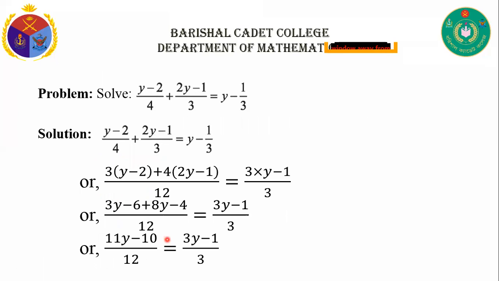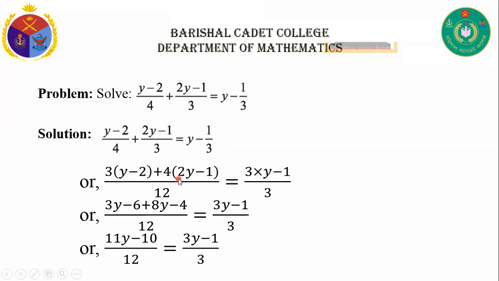Now another problem, solve y minus 2 divided by 4, plus 2y minus 1 divided by 3, equal to y minus 1 by 3. Similarly, we take the variable on both sides, and taking the LCM on the left hand side and right hand side, we can write 3 into y minus 2 plus 4 into 2y minus 1, where our LCM is 12.